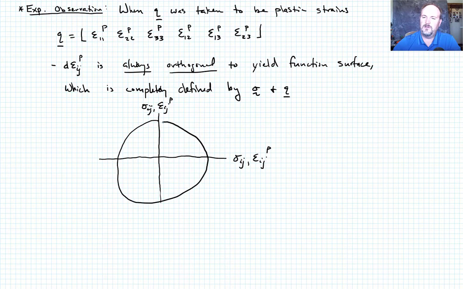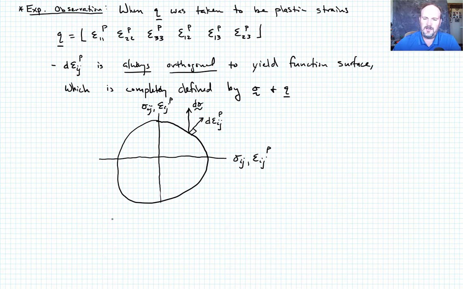I'm obviously drawing in 2 dimensions, but it's a yield surface. And we'll start here. We have some value. This is a location. Let's say we're on our yield surface, and maybe that is our d sigma. What was experimentally observed is that if we were to look at d epsilon plastic, it always ended up being orthogonal to the yield surface.